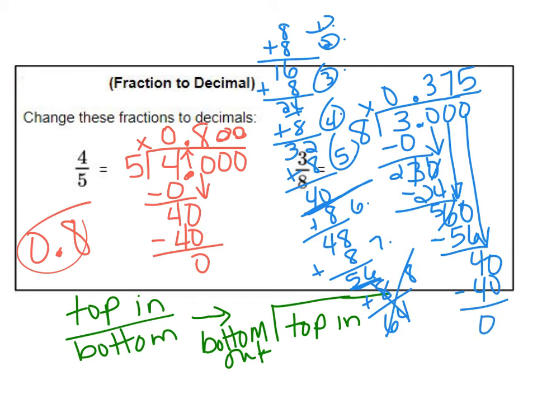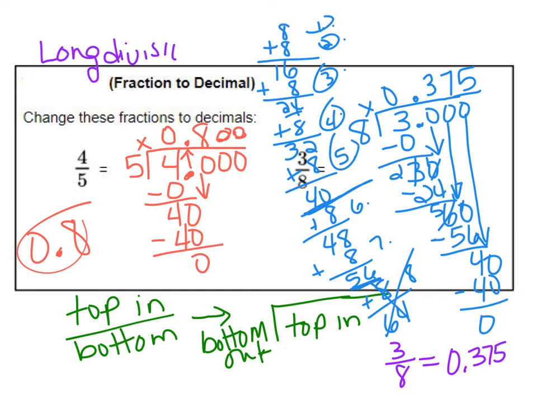So that means 3/8. I'm going to put it right on the bottom in a different color so you could see it. 3/8 is equivalent to 375 thousandths. So basically, long division is what you do in order to solve for fractions to decimals.